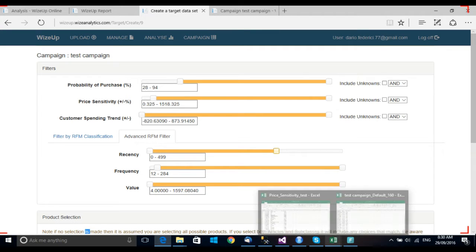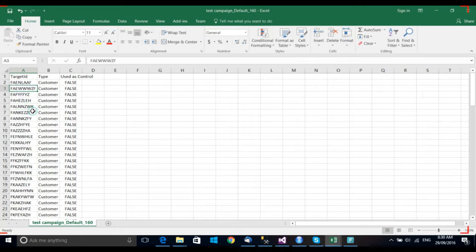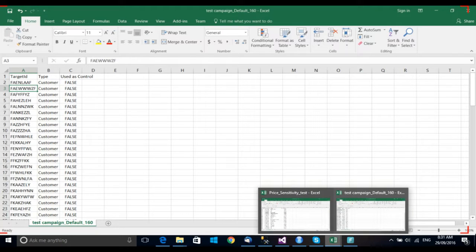Finally, once you've done that, in our case, you'll get a list of target IDs. This can then be taken to any other system or be used to look up information about the client or the customer, and that can be the basis of your campaign, whether it be by email, by SMS, by mail out, or whatever else you want to use.